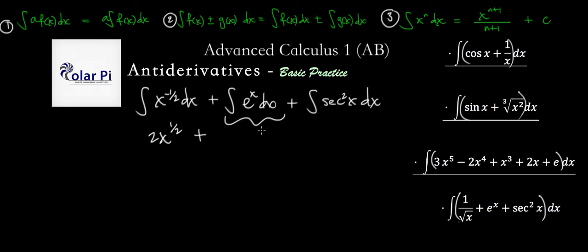And looking at this, we're asking, what did we take the derivative of to get e to the x? Well, e to the x, because the derivative of e to the x is e to the x, so it comes as no surprise that the antiderivative of e to the x is e to the x. Okay, plus, and then we look at this and say, what did we take the derivative of to get secant squared x? Well, secant squared x is the derivative of tan x, so the antiderivative of secant squared x is tan x, yeah? Okay, cool. And then, of course, plus c.